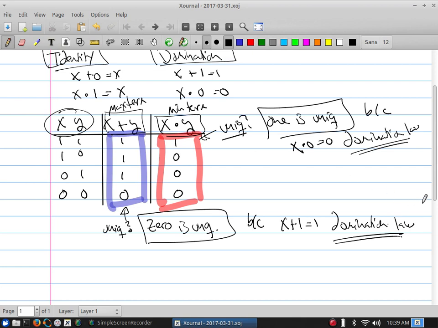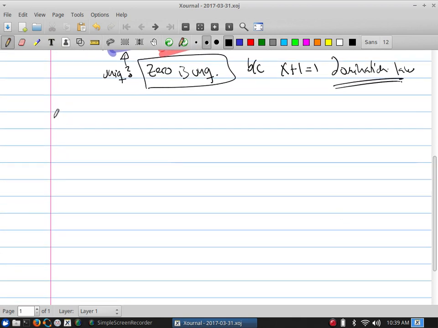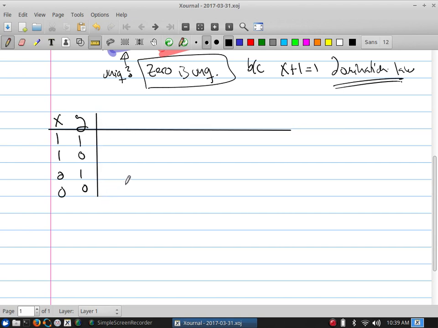Now, let's look back at the x, y again. 1, 1, 0, 0, 1, 0, 1, 0. And let's take the min terms. There are going to be 4 min terms, which is every way to combine the literals. What are literals? They're either x or x bar, y or y bar. That's my literals. What are all the min terms? I could do x dot y.